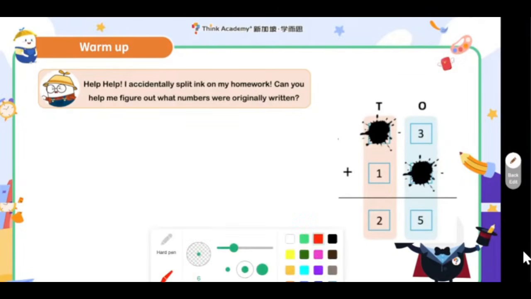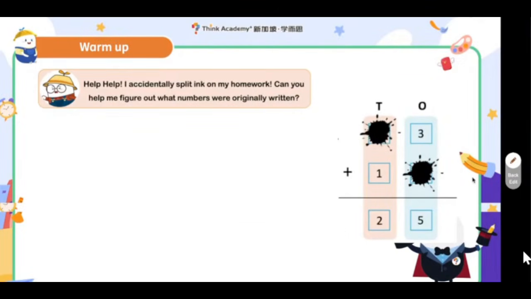Okay, so everyone, when we are doing this kind of question, which digit should we start with? The ones digit or the tens digit? The ones digit, right? Because when we do plus or minus, we always start from the ones digit. So this question just becomes 3 plus something equals 5. So what is the missing number? Type in your chat box. That will be 2, right? So here the number should be 2.